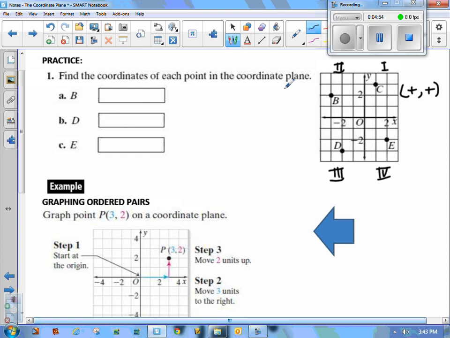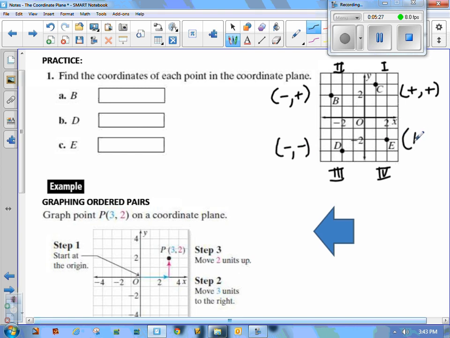Quadrant 2 is actually a negative, positive. Negative, because again, we start at 0 and we go x to the left. Anything left of 0 is negative, and then we'll go up. And remember, anything above 0 is positive. Quadrant 3 is negative, negative. And that's because we start at 0 and we're going to go to the left of 0, which is negative, and then we'll go below 0, which is negative. Therefore, we have negative, negative coordinates.